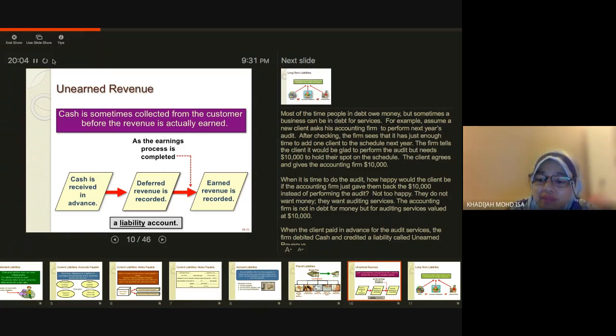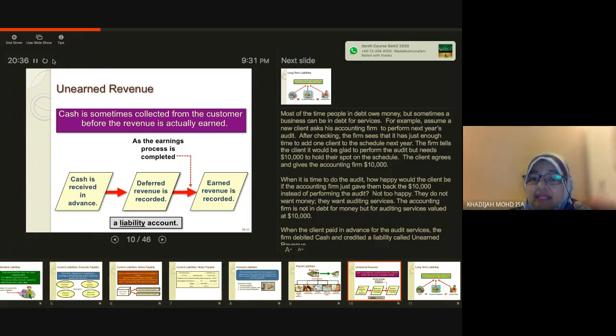So whatever money you receive, you debit your cash. But have you actually performed the service? Not yet. Have you earned the revenue? No. That's why it's called unearned revenue. So even though the name is revenue, unearned revenue is a liability. When you receive the cash, you debit your cash, but then you recognize a liability, and that liability is known as unearned revenue.